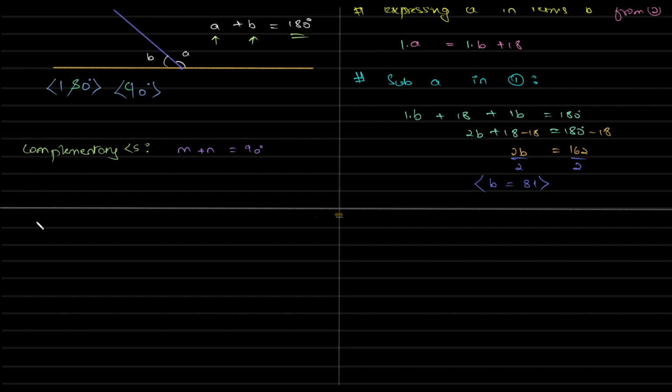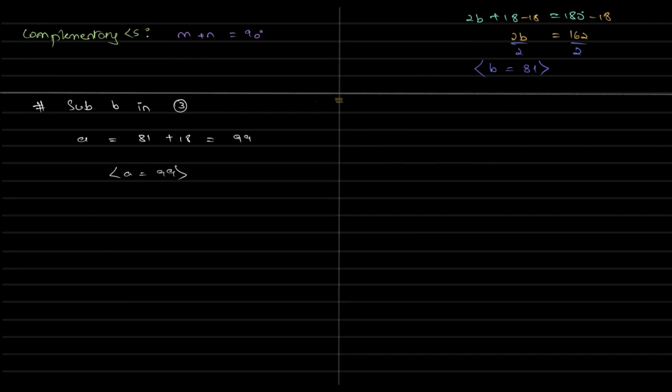And this in turn, I have to substitute, B in equation 3. I'll call this 3. So we have A is equal to 81 plus 18, which is equal to 99, right? 80 plus 20 is 100, 100 minus 1 is 99. So A is equal to 99. And just to be safe, you can write the angles are 81, 99.